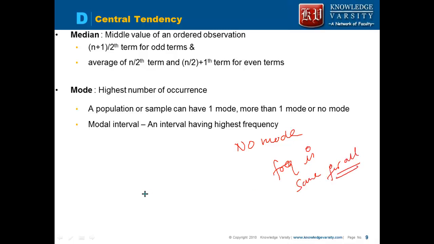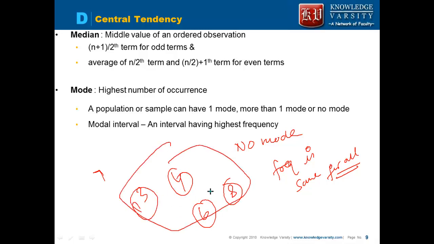As an example, suppose this is the distribution: 3, 4, 6, 8. Here all of these have the same frequency, 1. In this case there is no mode.